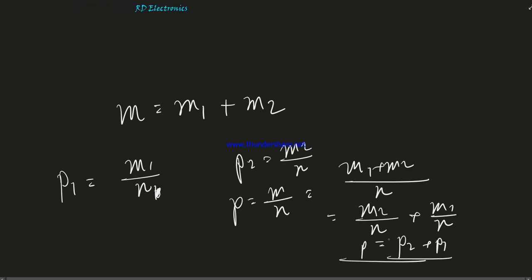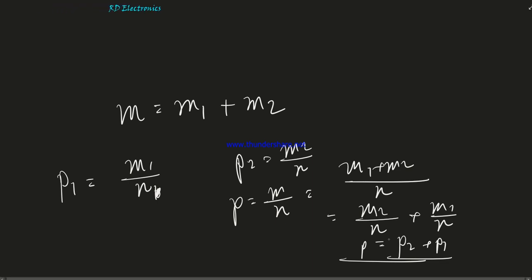If there are more than two, say k mutually exclusive events with probabilities of occurrence p1, p2, p3, up to pk, then the probability of occurrence is p equals p1 plus p2 plus p3 plus up to pk. This is known as the additive law of probability. Now one example is shown for this additive law of probability.